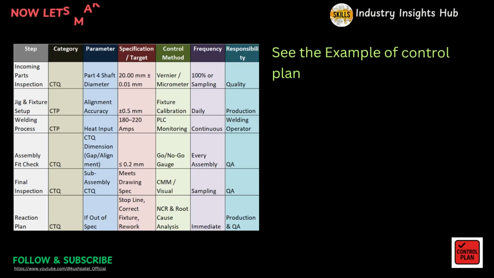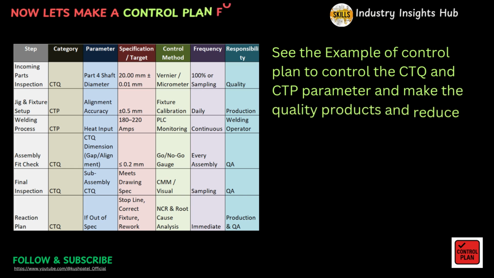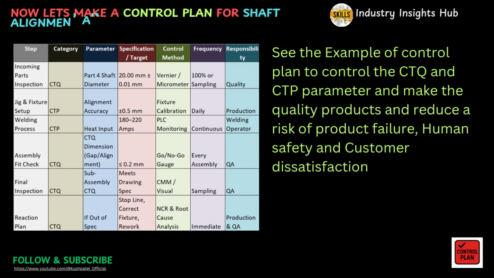Now let's make a control plan for shaft alignment and fitment tolerance. See the example of a control plan to control the CTQ and CTP parameters, make quality products and reduce the risk of product failure, human safety issues and customer dissatisfaction. In the example, you can correlate the CTQ or CTP defined critical parameters, specification, methods to control those specifications, frequency of control methods and responsibilities.